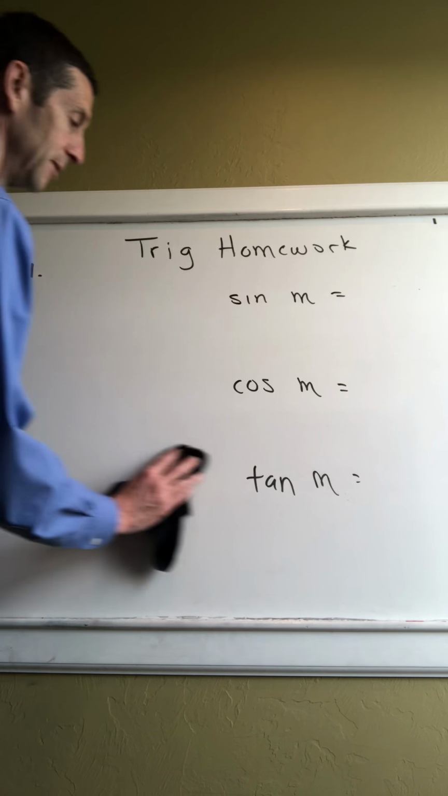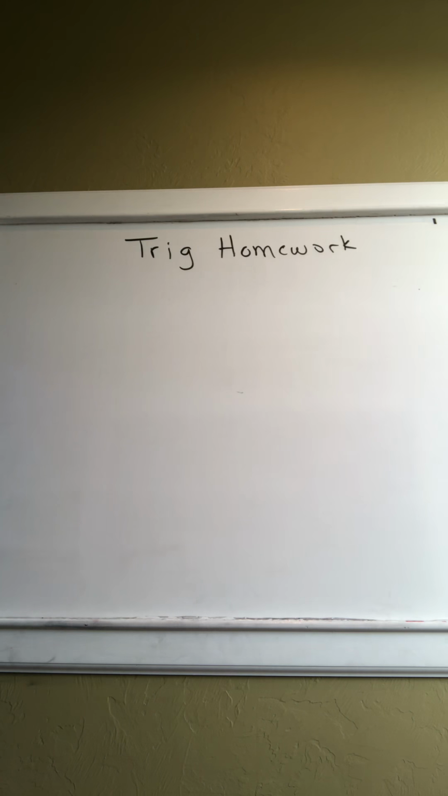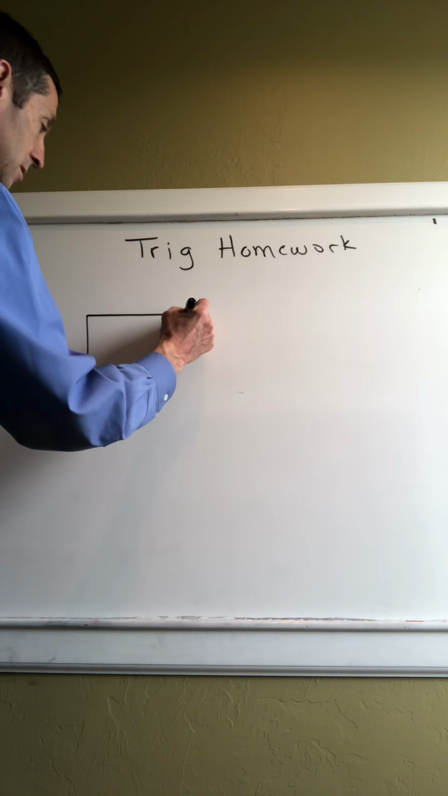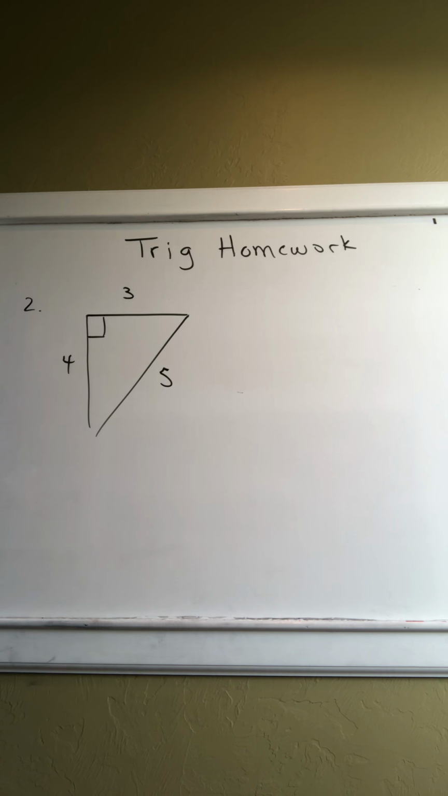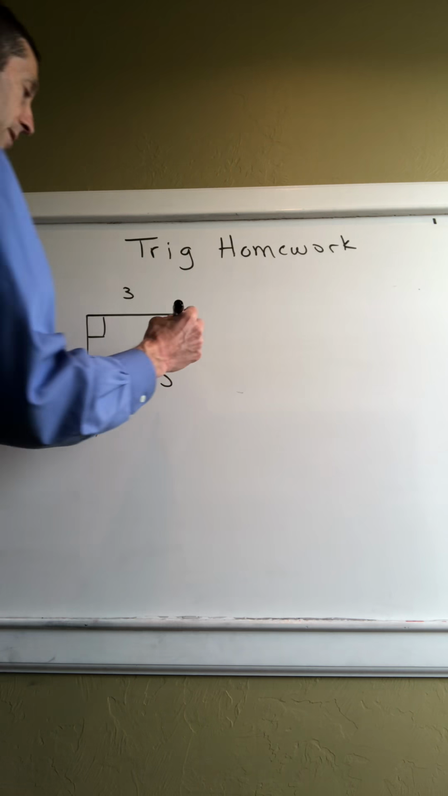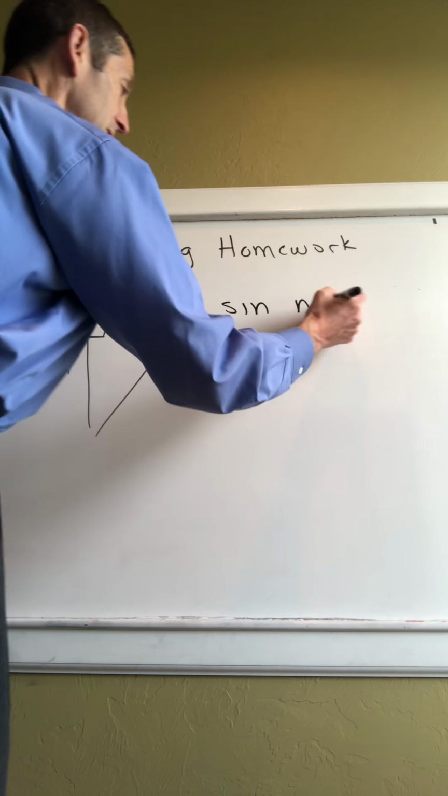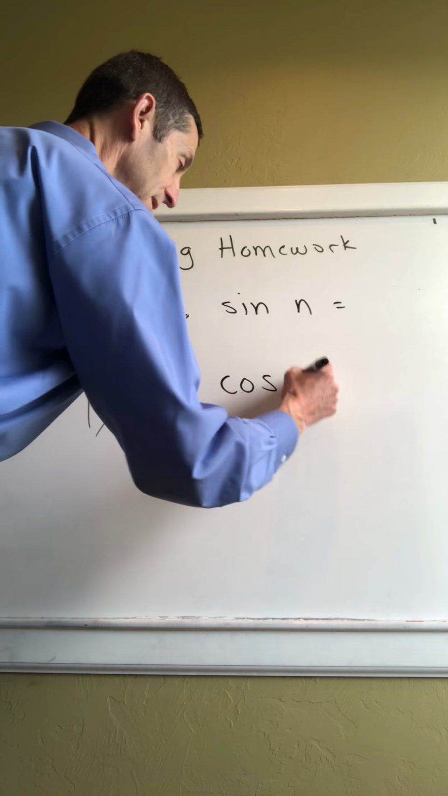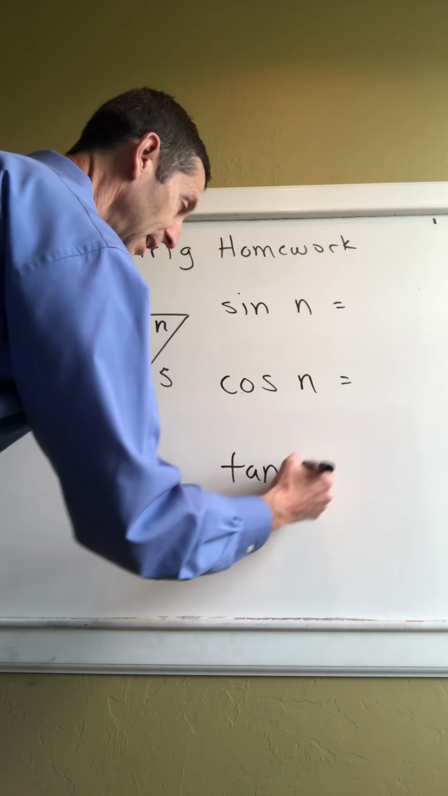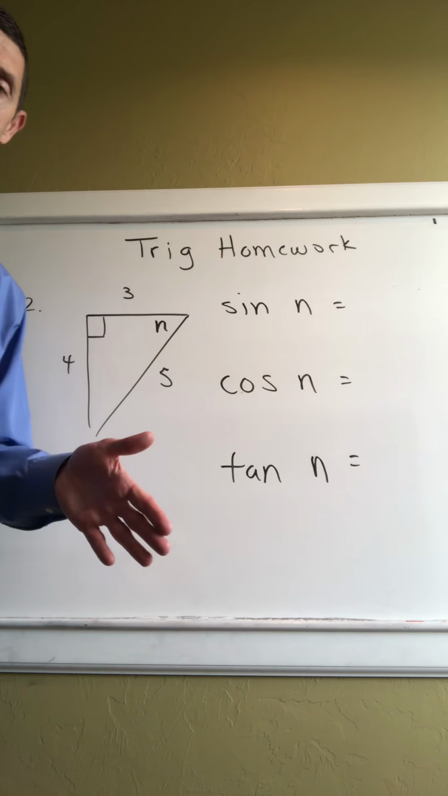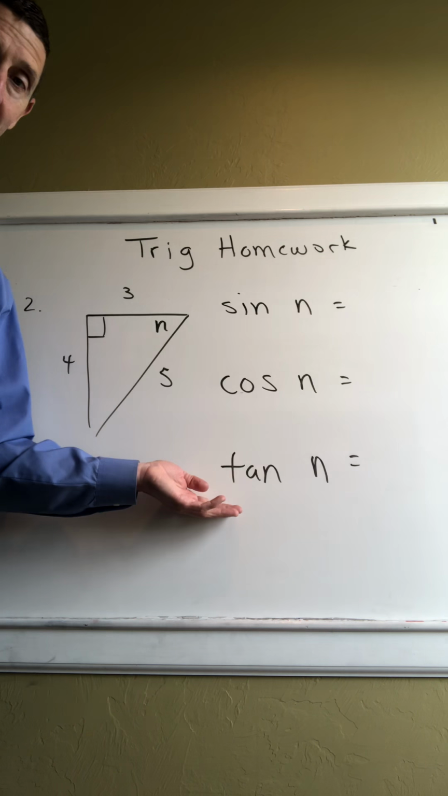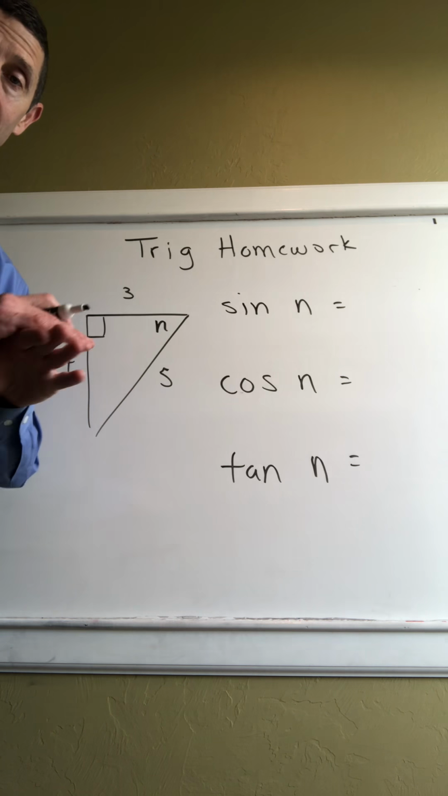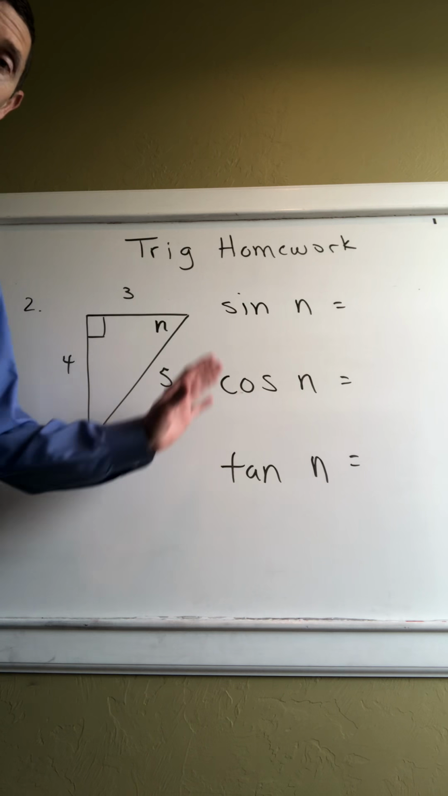And then we have a second one. Let's get you the second one right here. Number 2. Three, 4, 5. Let's get you an angle to work with. How about angle N? So you got sine of angle N, cosine of angle N, tangent of angle N. So your job for these 2 questions, draw the picture, write out the ratios, show me sine, cosine, and tangent for all of your 2 problems.